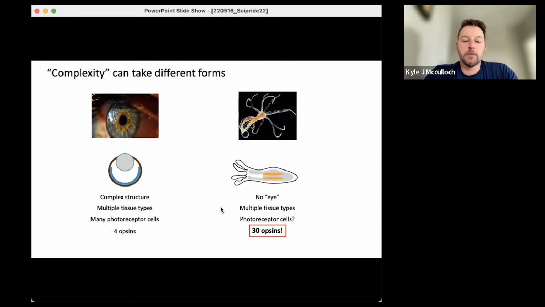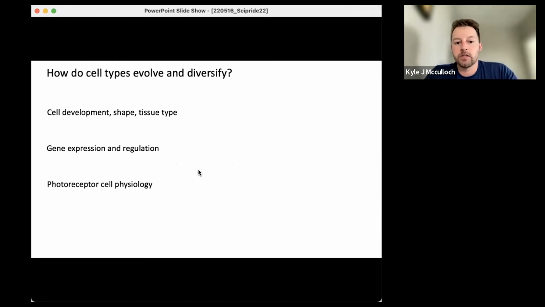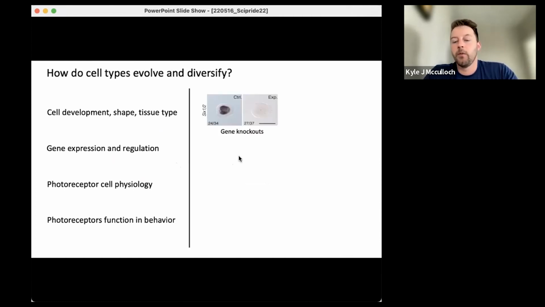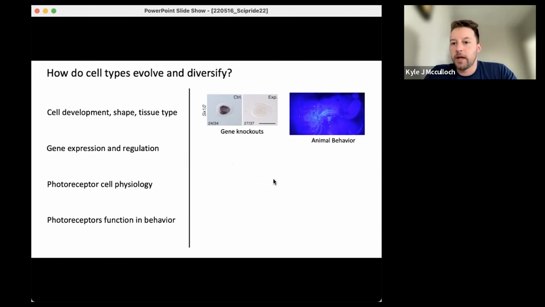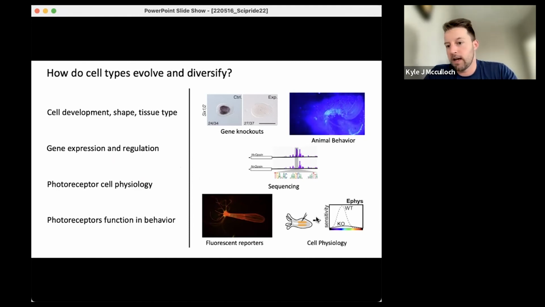And how do I do something like this? Well, I'm looking currently at how cell types evolve and diversify. So we look at cell development, shape, tissue type. We look at gene expression and regulation, photoreceptor cell physiology, photoreceptor function, and behavior. The way I do this is I will knock out genes. I do animal behavior experiments, a lot of gene and genomic sequencing. We use fluorescent transgenic reporters, and we look at and measure individual cell physiology.